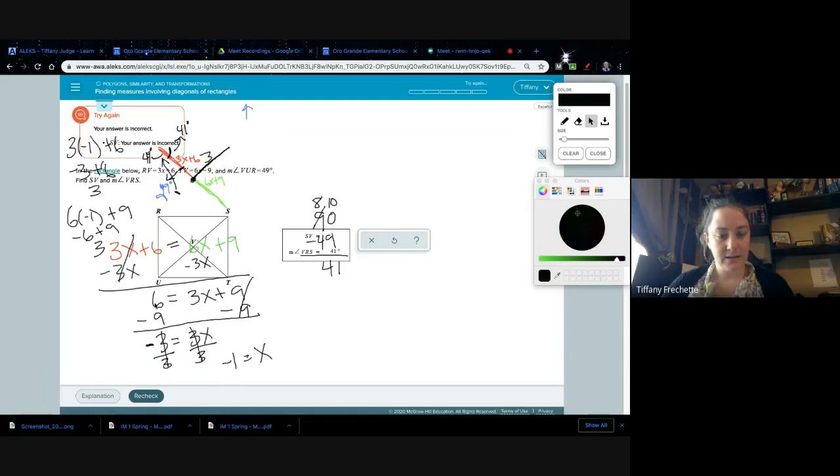Let's see. All right, I'm going to rewrite my equation over here real quick. So we end up with 3x plus 6 equals 6x minus 9. Sorry, that dot shouldn't be there.